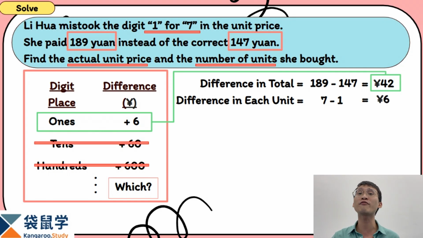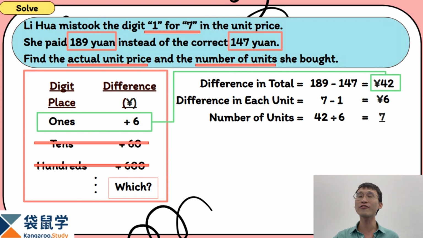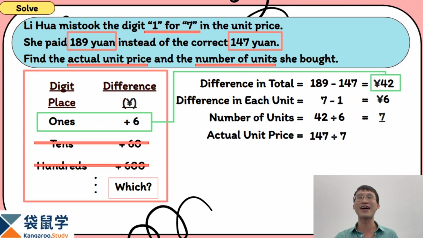This means that the extra 42 yuan came from 6 yuan extra per unit. So, how many units did she buy in total? We can take 42 yuan divided by 6 yuan to get 7 units. Now, what is the actual unit price? The correct amount was 147 yuan for 7 units. So the actual unit price can be found by taking 147 divided by 7 to get how many yuan? 21 yuan. Very fast calculation. So the actual unit price of this product is 21 yuan.